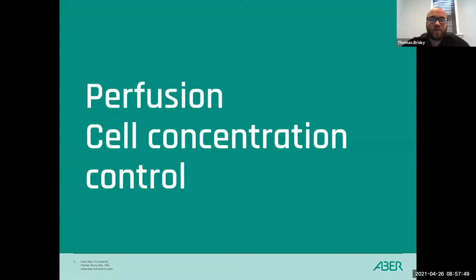So we've seen an example of the Aber technology being used to automatically control feed of complex nutrients in the Biogen case, whereas here are a few examples of controlling the actual cell concentration automatically using the Aber technology in real time.